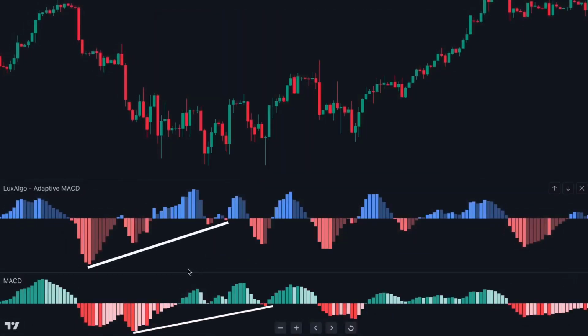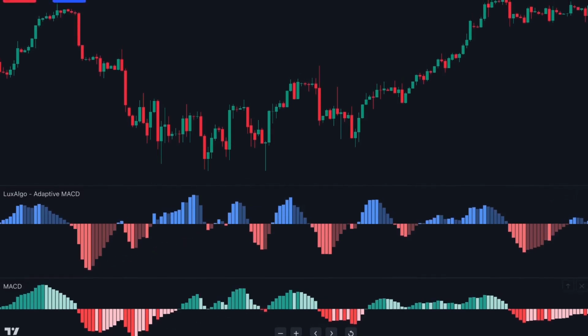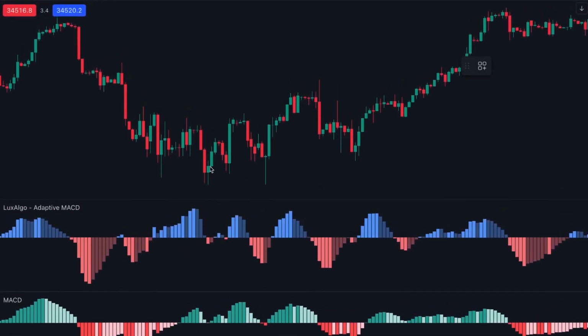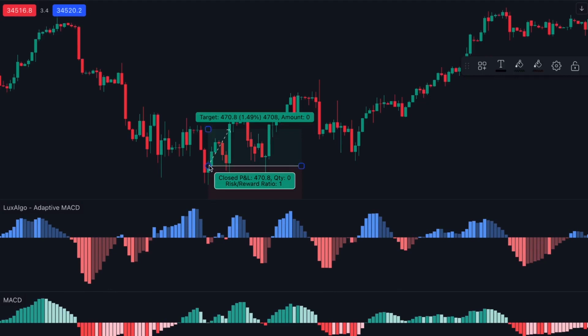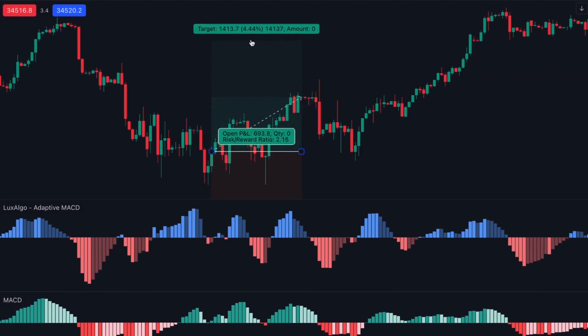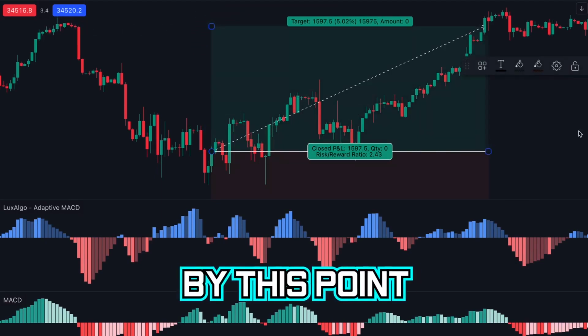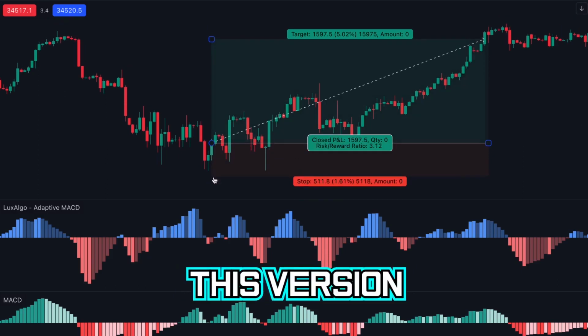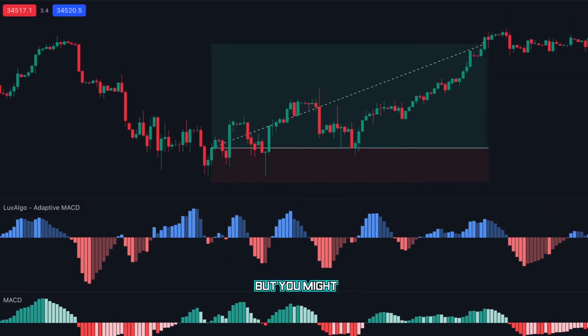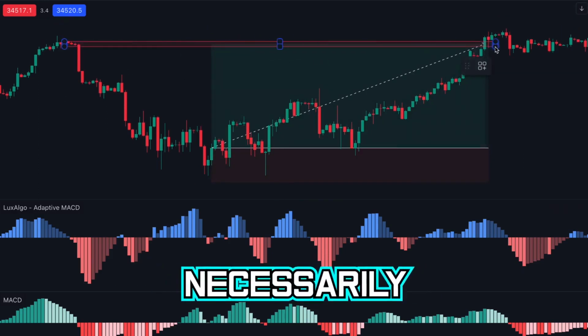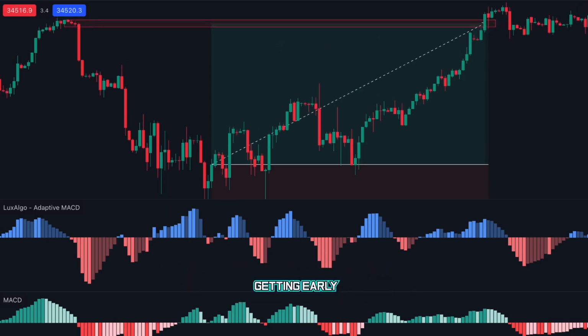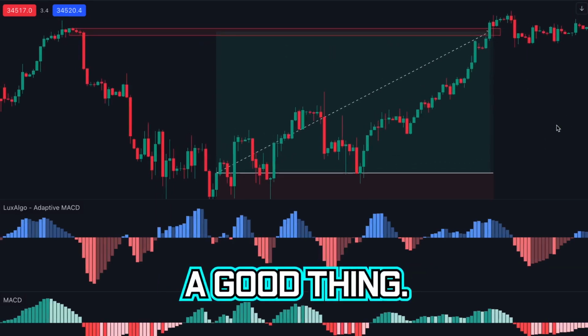Here we can see that while the divergence was detected on both indicators, the adaptive MACD was much faster at showing the divergences. Once a divergence is detected, we can keep stops below that low and wait for a possible entry signal and take a trade targeting either the market high or low, or we can hold the position until the indicator gives an exit signal. By this point, it should be very clear how much better this version of the MACD is. But you might be wondering if this necessarily means that the signals are always better, as getting early signals is not always a good thing.